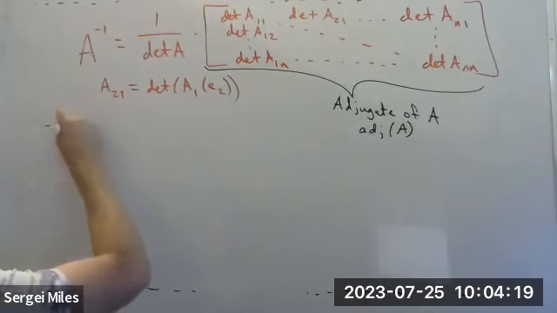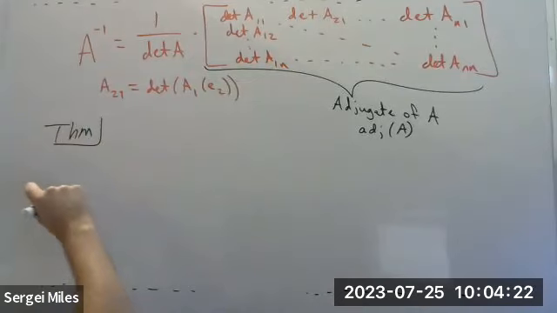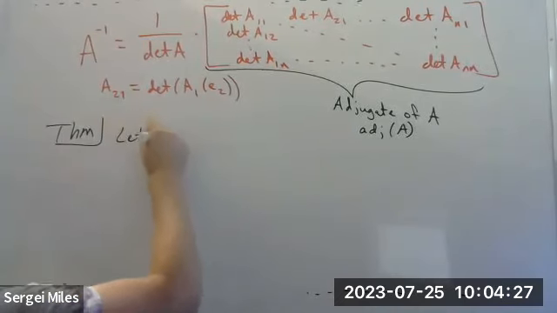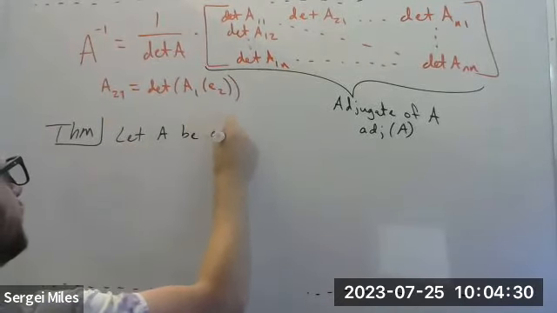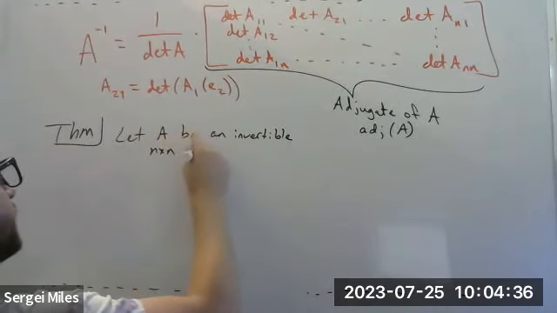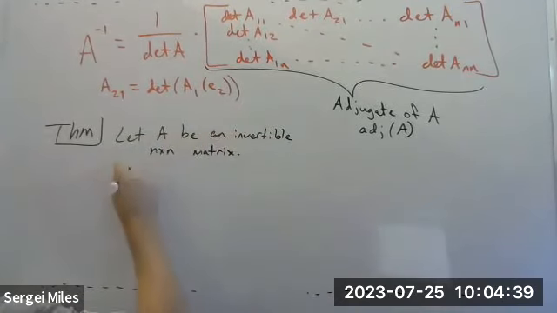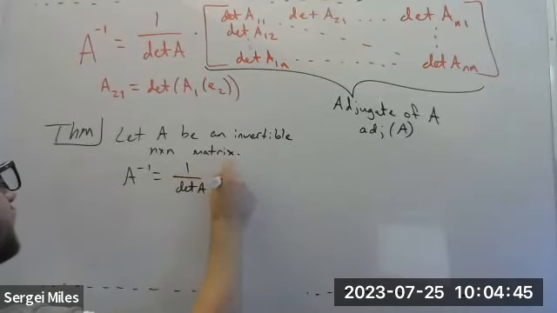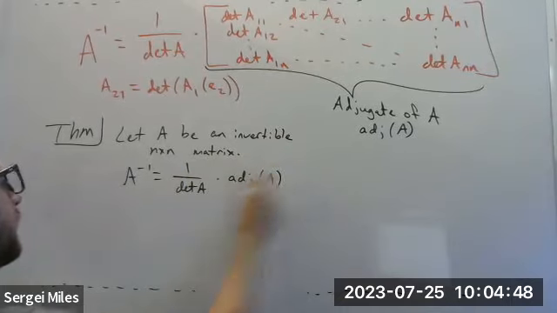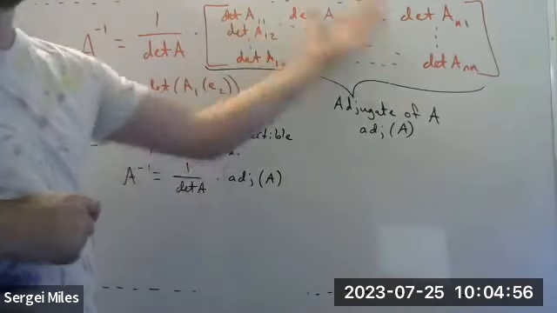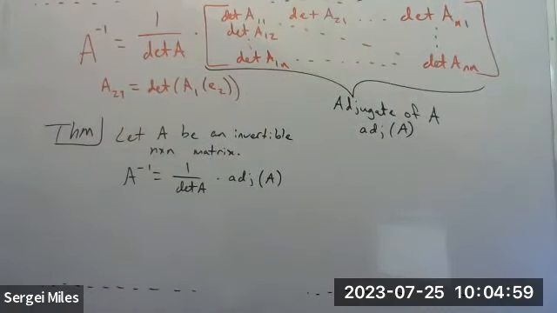And so this gives us finally a theorem, according to all this work we've done: let A be an invertible n by n matrix. Well, then what is the inverse? It's 1 over the determinant of A times the adjugate of A, which is exactly this formula we've constructed up here. Again, this notation is kind of funny. They're flipping the I's and J's, so be careful about that.